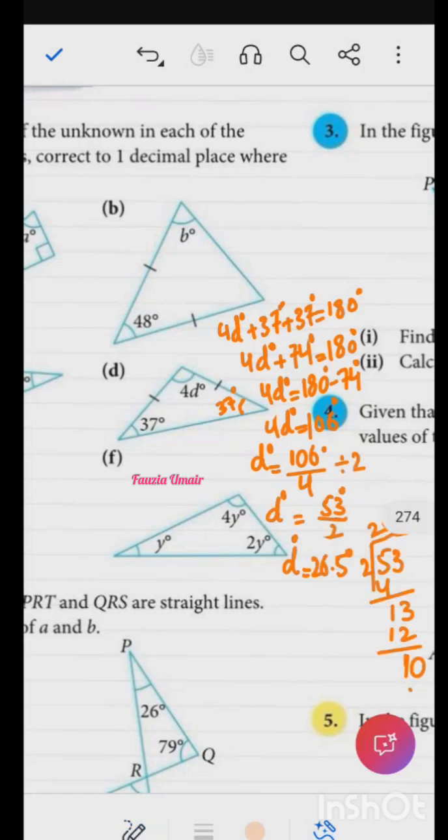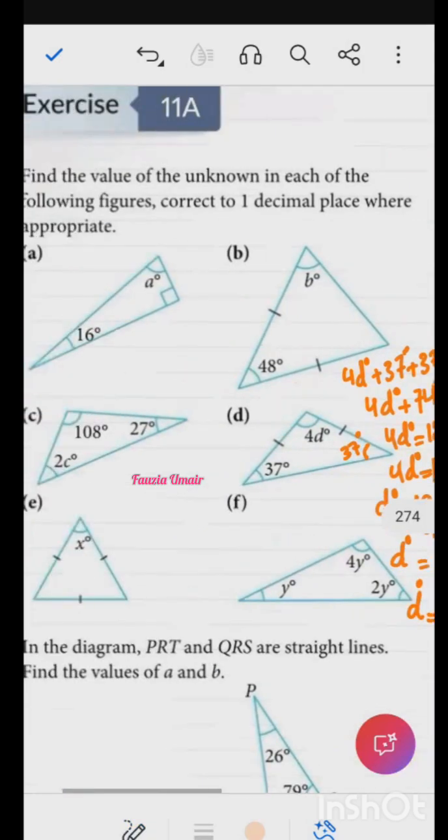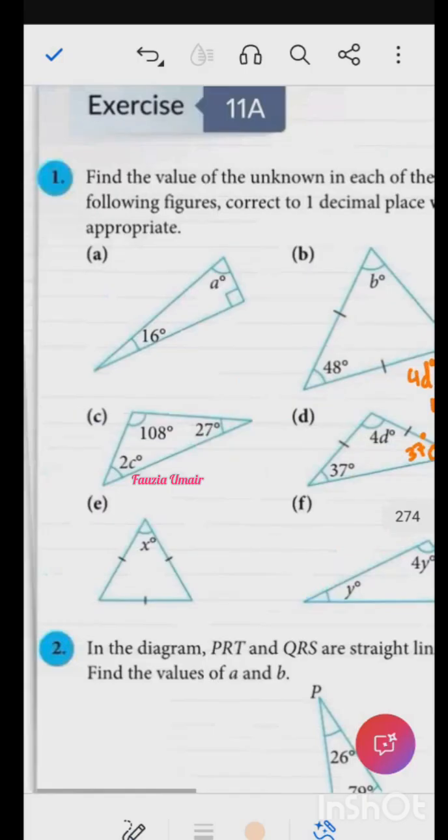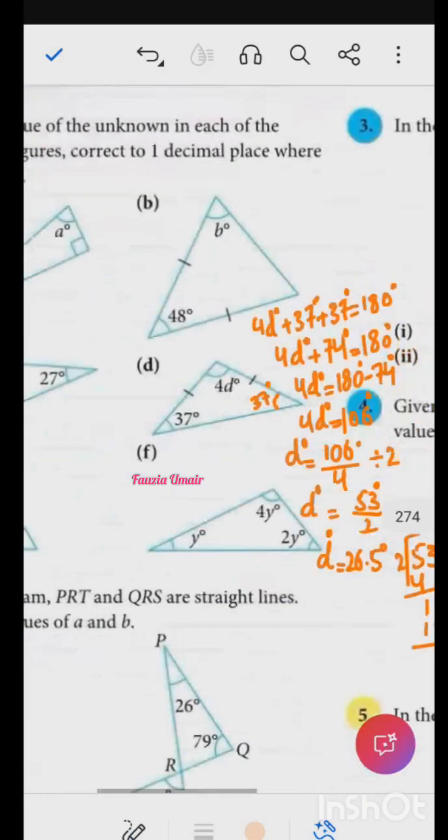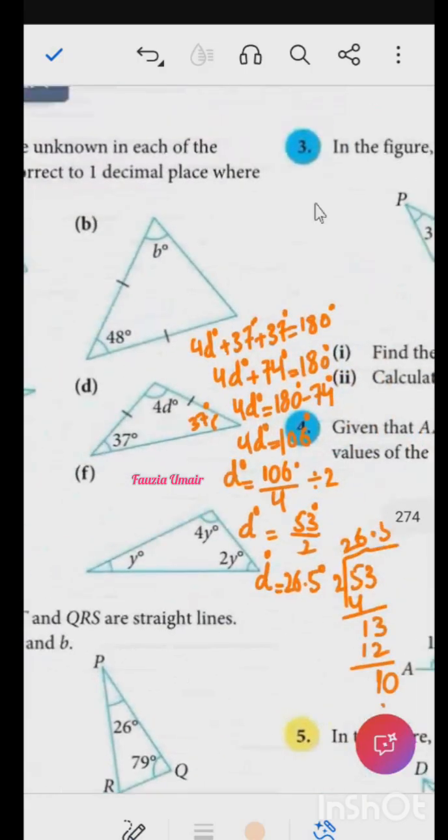So now you need to see, are they saying find the value of unknown? Yes, we need to find out the variables. Sometimes in the question they write find the unknown angles. So then we write down the angle. Then we find the value of 4D, we don't need to find the value of D. Are you clear how to solve this question?